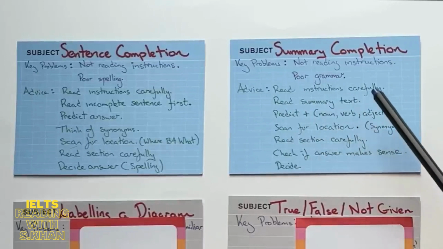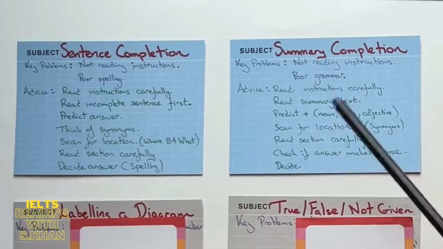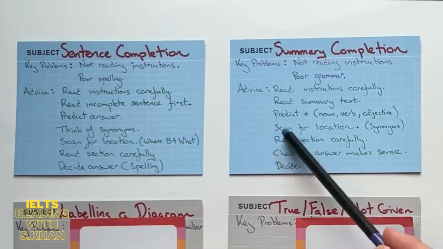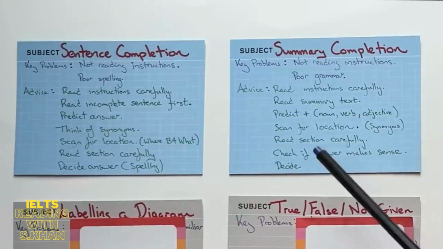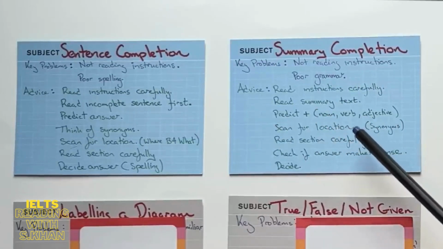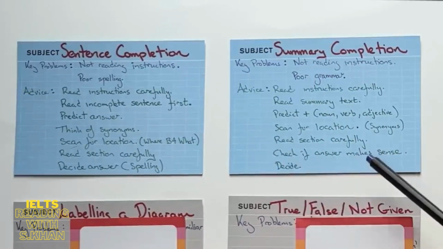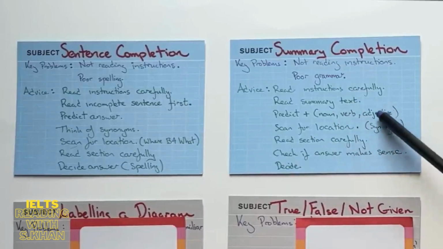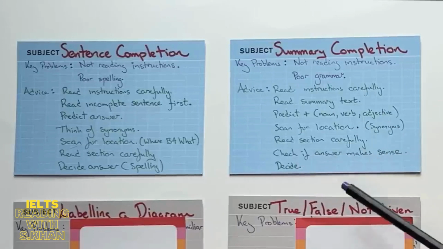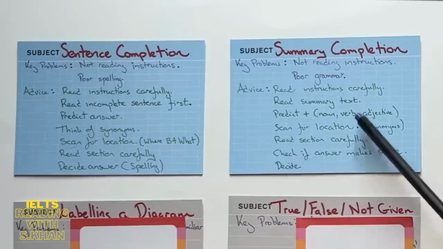Is it going to be a noun? Is it going to be a verb? Or is it going to be an adjective? If your grammar is strong, that will be very, very obvious and will help you find the correct answer. Then scan for location. Be aware of synonyms. Remember, where before what. Once you find the location, then you can read the section carefully. Check if the answer makes sense. So going back to grammar, if you are expecting an adjective and only an adjective will do, and you think the correct answer is a noun, that doesn't make any sense. So you need to go back, check it, and that will help you find the correct answer.